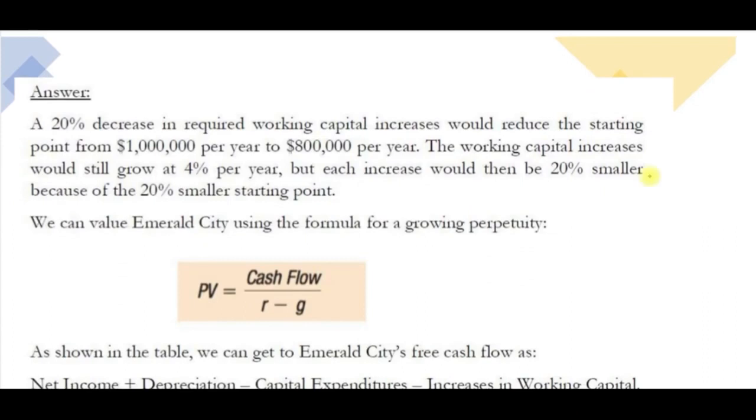A 20% decrease in working capital, meaning 1000, so a 20% decrease would give us 800. Okay, so it would reduce the starting point from 1 million to 800,000, because it was given in thousands, so I use 1000. The working capital increase would still grow. It will grow. It is not like it is not growing, but our requirement is low. But each increase would then be 20% smaller than the last time. Okay, so we can calculate the value of the company, because value of the company is equal to CF divided by R, because it is for the next year, so we cannot do 1 plus G.